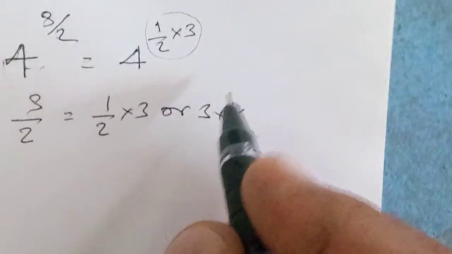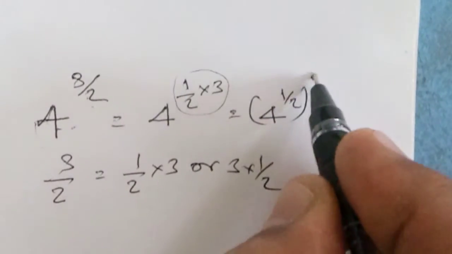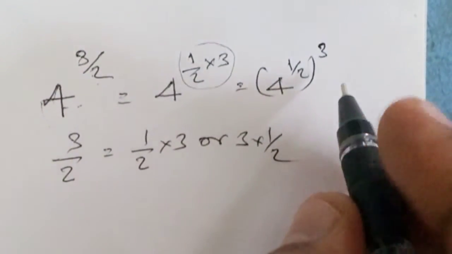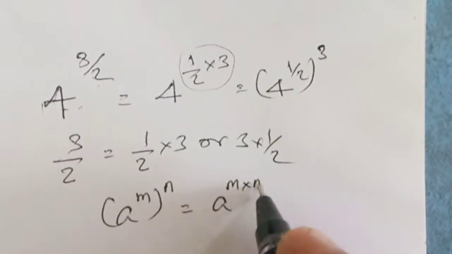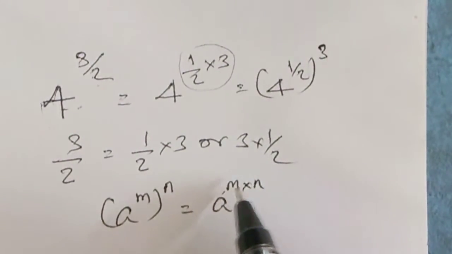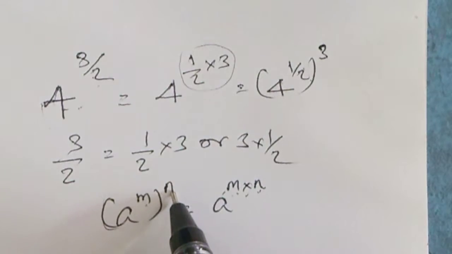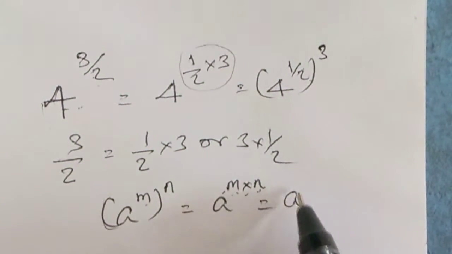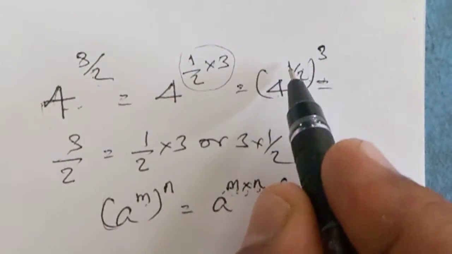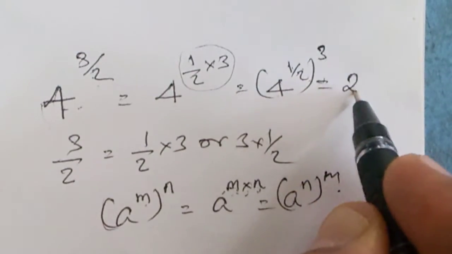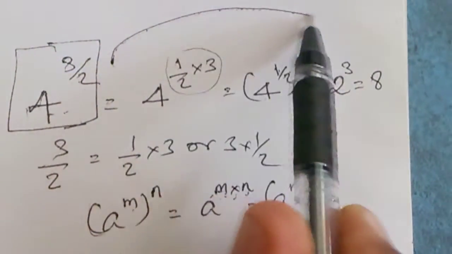Now what shall we do first? Applying the power rule, you can write this as 4 power half, whole power 3. How are you writing this, sir, we haven't studied it? You have studied it. See, a to the power of m whole power n is a power m into n. You studied it last year, isn't it? That is applicable not only for integers and natural numbers but also for fractions. So we have applied the same rule. So if it is a product, you can put one number inside and put the whole power n on it, or you can even write it as a power n whole power m, because m into n and n into m are the same. Now what answer will come? 4 power 1 by 2 means square root of 4, that is 2. Then 2 cube is 8. So finally, 4 power 3 by 2 has the value 8.